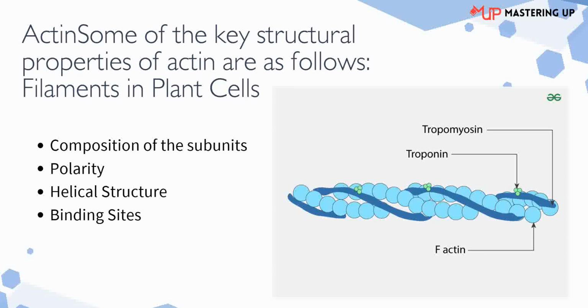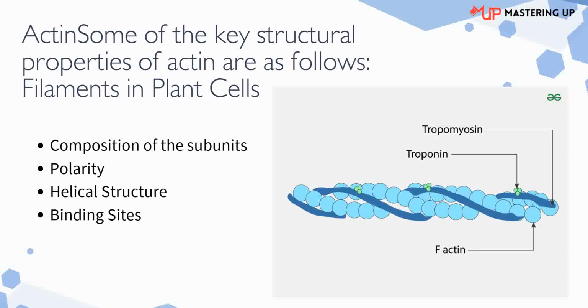Move on to the next slide. Some of the key structural properties of actin are as follows. So first is composition of subunits. G-actin is the subunit that polymerizes into F-actin that I have told you earlier as well while I was explaining the diagram.